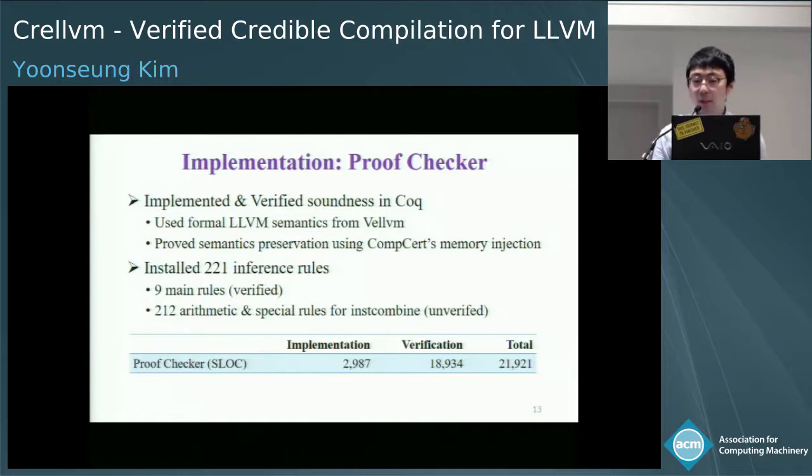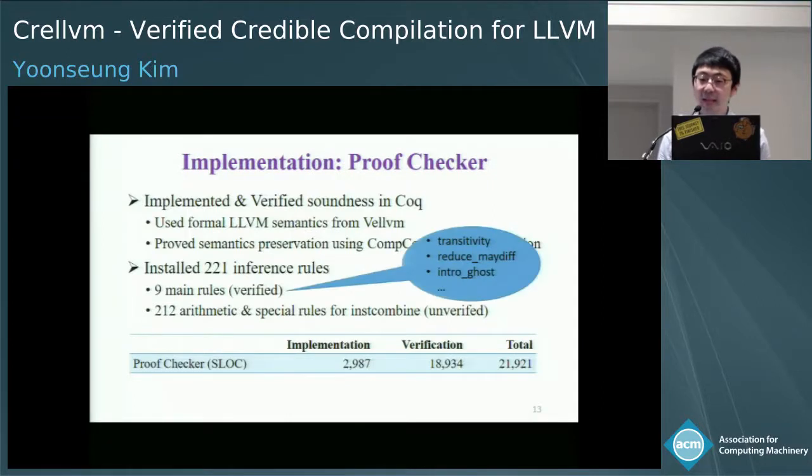We extended the logic with 221 inference rules. Among them, we verified 9 main rules, such as transitivity, reduce maydiff, and intro ghost. All the other 212 rules are for peephole optimizations in InstCombine, which we did not verify because we believe that they should be automatically verified using an SMT solver rather than verified manually. This table below shows the number of significant lines of code we wrote for the proof checker. We wrote about 3,000 lines for implementation and about 19,000 lines for verification.